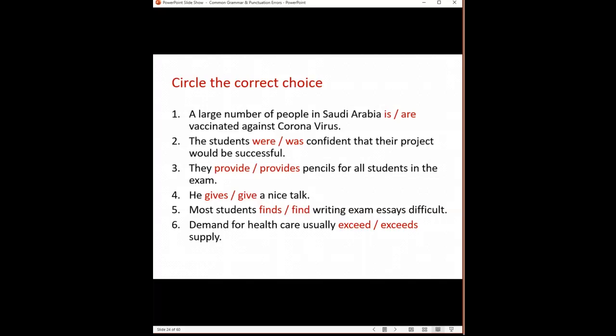So how about number two? How about number three? Okay, thank you. Provide, because it is plural. So here also they agree with each other. So he gives a nice talk. Excellent, gives. Most students find or finds writing exam easy. He says difficult. So our subject here is most students, so it's going to be plural.